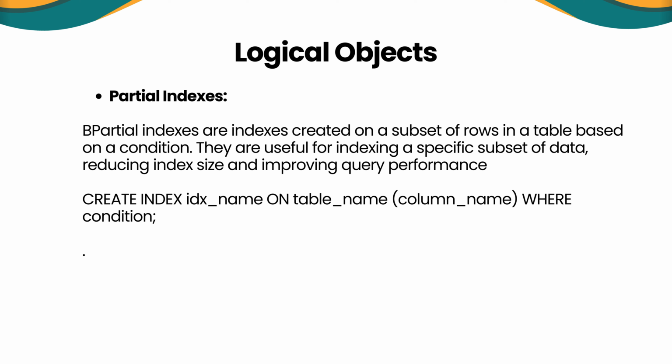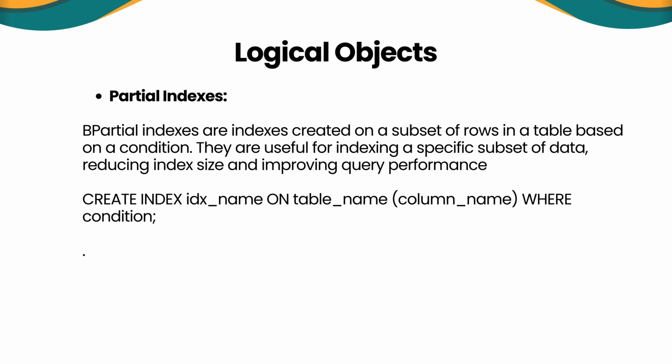Like we can create the index on the null values. We can create the index on the active records. We can create an index on a specific range. We can create the index on Boolean flags. So a partial index can significantly speed up the queries that filter on the index condition because the index is smaller and more focused on the relevant rows.